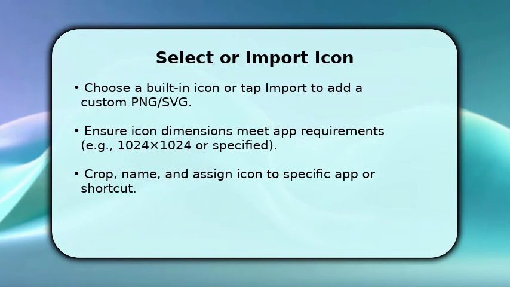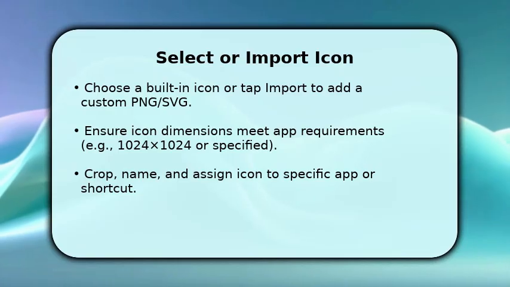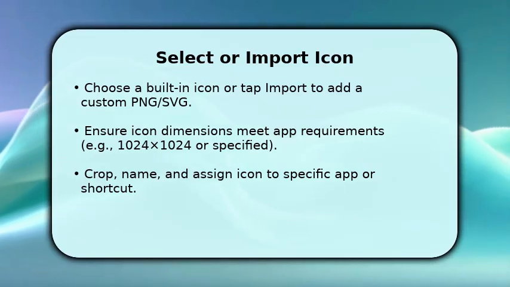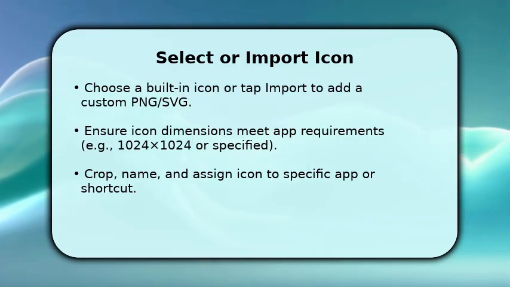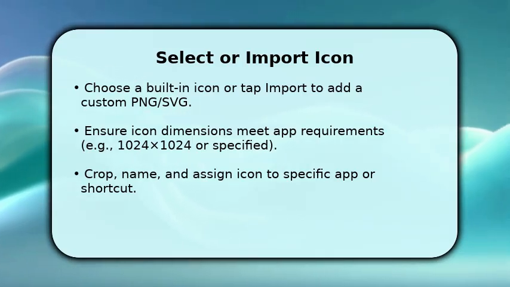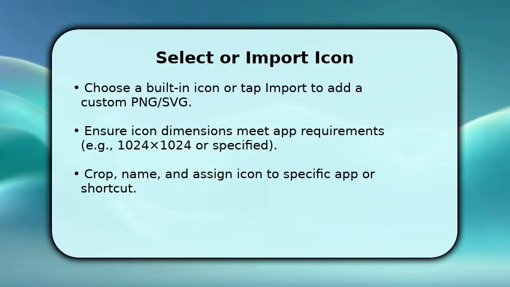You want to tap Import and browse your images if you prefer a custom look. Make sure the image meets size and format requirements. Apps often expect square PNGs or SVGs at specified dimensions like 1024 by 1024.